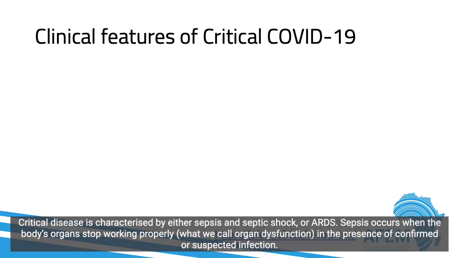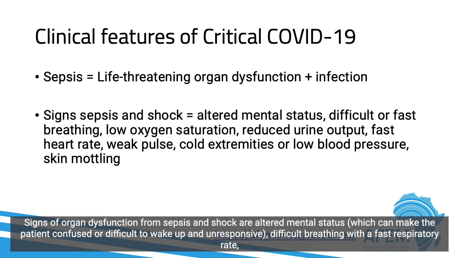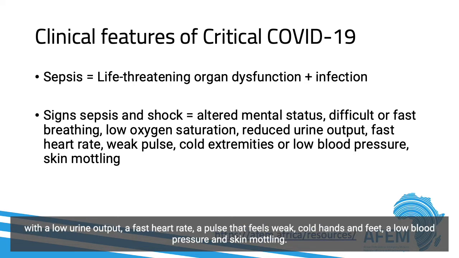Critical disease in COVID-19 is characterized by either sepsis and septic shock, or ARDS. Sepsis occurs when the body's organs stop working properly, what we call organ dysfunction, in the presence of confirmed or suspected infection. Signs of organ dysfunction from sepsis and shock are altered mental status, which can make the patient confused or difficult to wake up and unresponsive, difficulty breathing with a fast respiratory rate and a low urine output, a fast heart rate, a pulse that feels weak, cold hands and feet, a low blood pressure, and skin mottling.